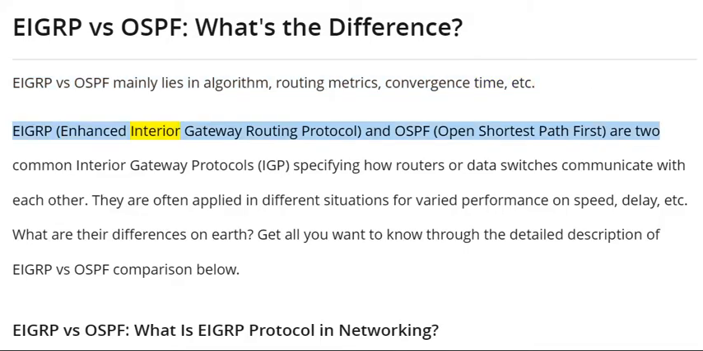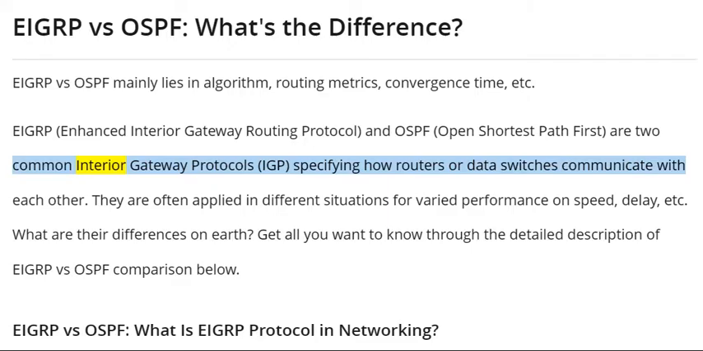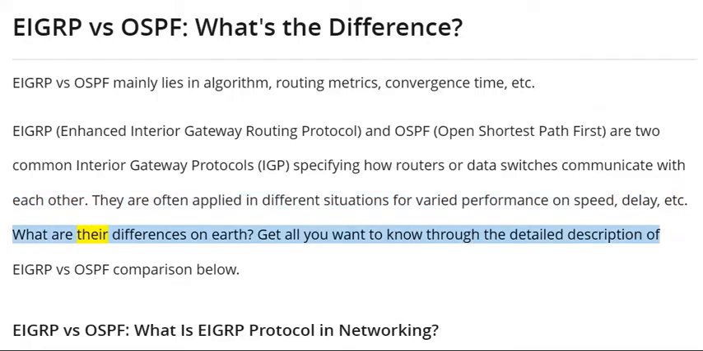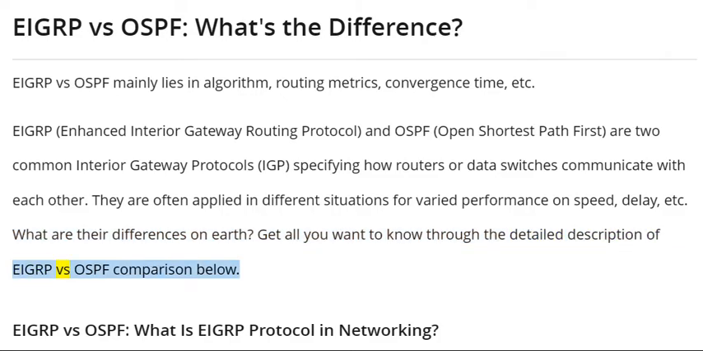EIGRP, Enhanced Interior Gateway Routing Protocol, and OSPF, Open Shortest Path First, are two common interior gateway protocols, IGP, specifying how routers or data switches communicate with each other. They are often applied in different situations for varied performance on speed, delay, etc. What are their differences on earth? Get all you want to know through the detailed description of EIGRP versus OSPF comparison below.